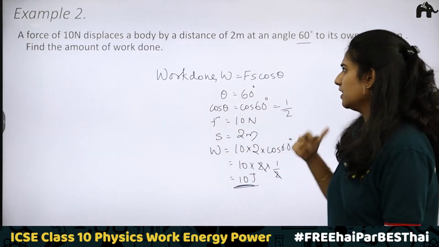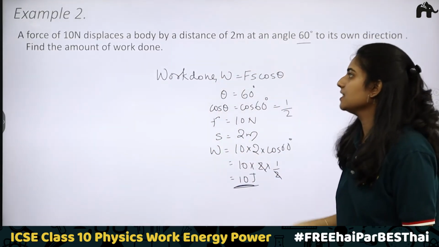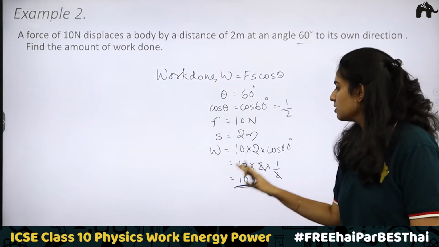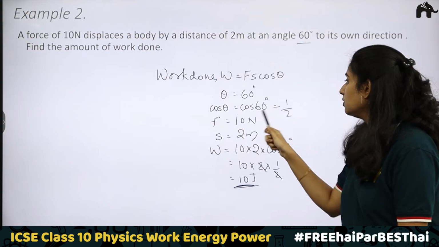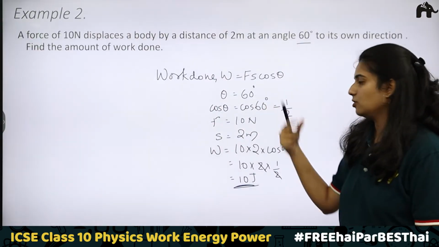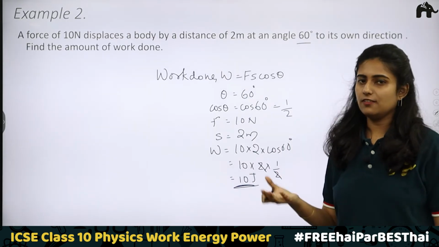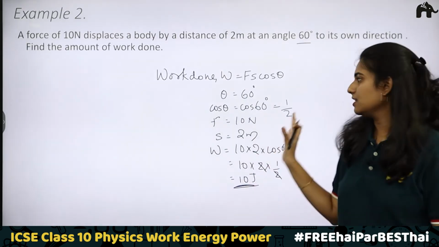Okay, this is a direct question. Force is given, displacement is given, and the angle theta is also given. We just need to substitute the values to get work. Remember, you should know the cos values, that is, the basic angles: cos 0, cos 30, cos 45, cos 60 and cos 90. At least this you have to know.